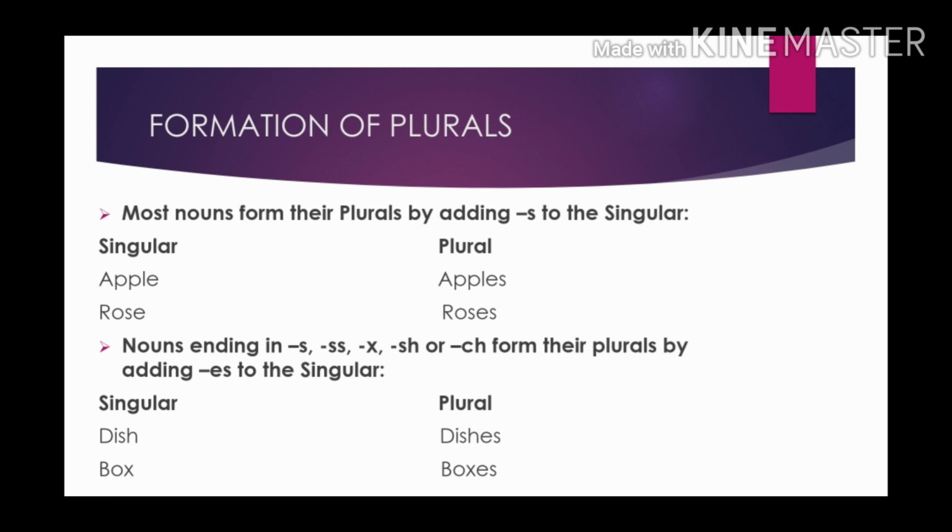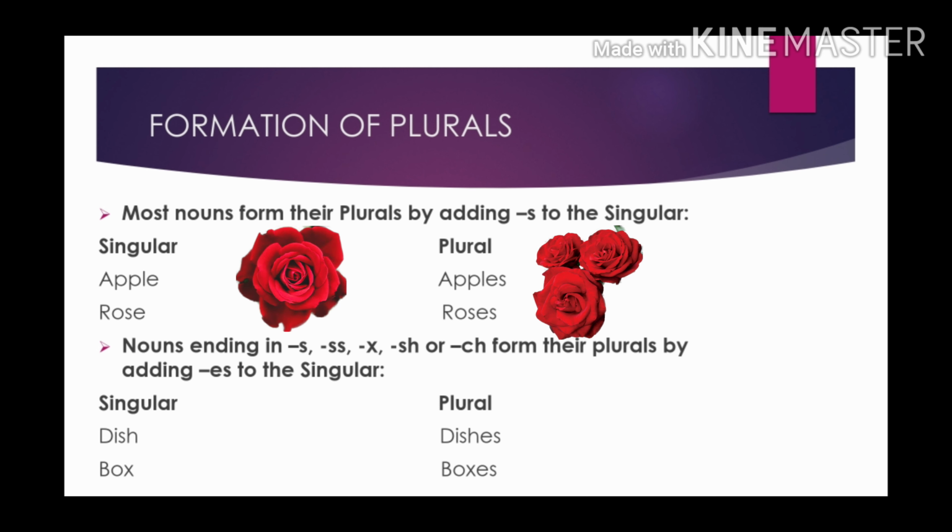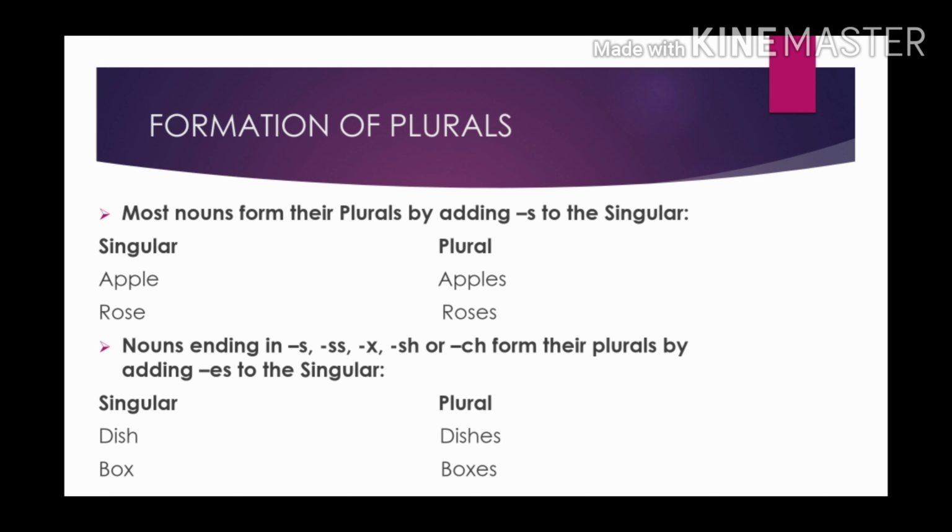Most nouns form their plurals by adding s to the singular. For example, if we have a singular noun apple, we make its plural by adding s to it. Apple will become apples, rose will become roses. And the nouns ending in s, double s, x, sh, or ch form their plurals by adding es to the singular.